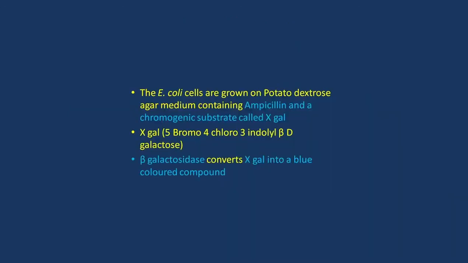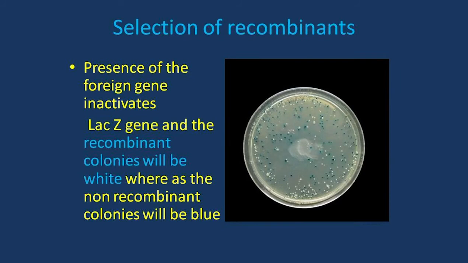In order to select these bacteria, they are grown on a medium containing ampicillin, which is an antibiotic, and a chromogenic substrate called X-gal. The full form of X-gal is 5-bromo-4-chloro-3-indolyl beta-D-galactoside. The enzyme beta-galactosidase converts X-gal into a blue-colored compound. Now, what happens here is that the presence of the foreign gene inactivates the lac Z gene in the recombinant bacteria.